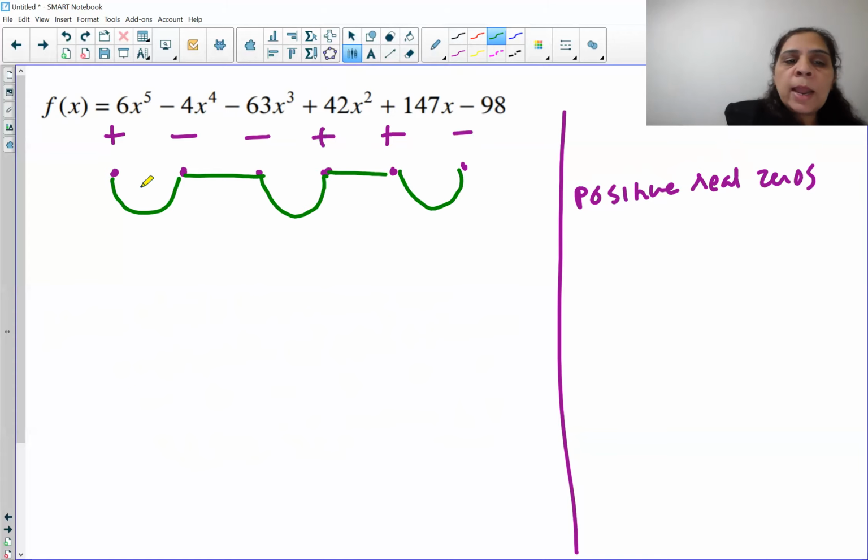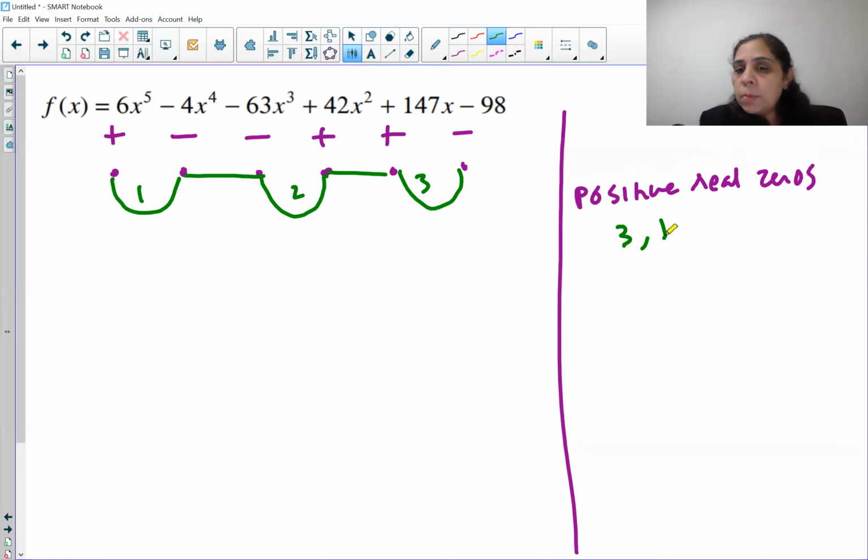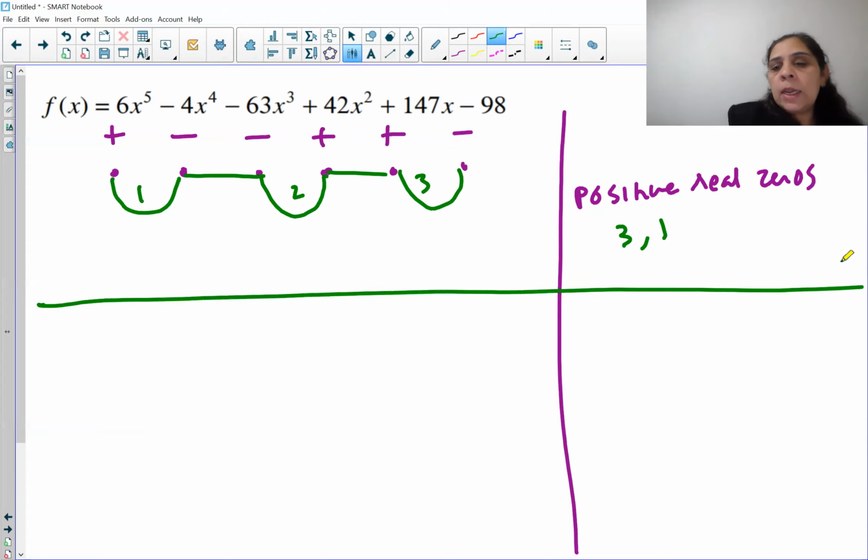So how many times does the sign change? 3 times. So we will get 3 positive real zeros. If positive real zeros is 3, 3 minus 2 is 1, and 1 minus 2 is negative. So positive real zeros might be 3 or 1. All right, now we can check negative real zeros.